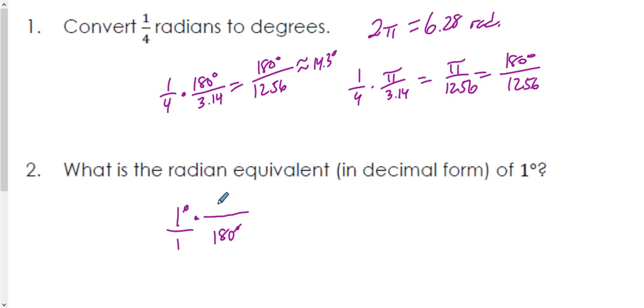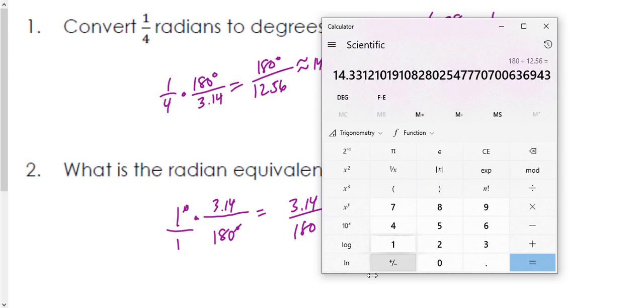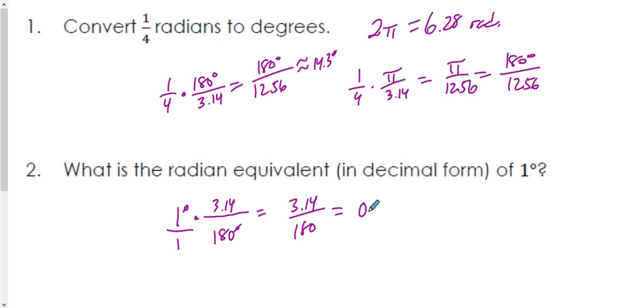Now, it does say in decimal form, so we're just going to write 3.14. If it said in terms of pi, we would just leave pi up there. So now we have basically 1 times 3.14, which we know is 3.14, and 1 times 180, which we know is 180. And then we're going to go ahead and divide that. So this is going to be 3.14 divided by 180. And we get 0.0174 radians.